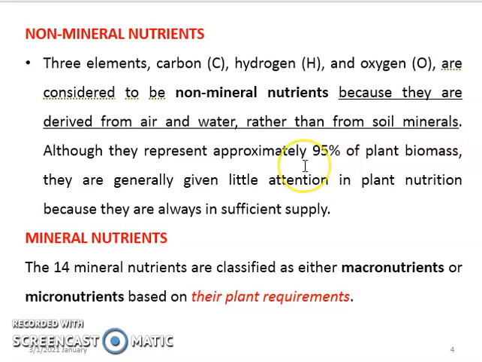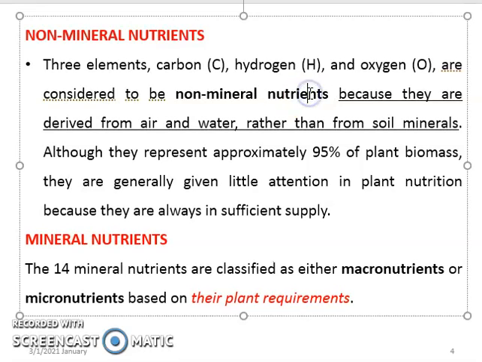Carbon, hydrogen, and oxygen represent around 95% of plant biomass. They are generally given little attention in plant nutrition because they are always in sufficient supply. Carbon, hydrogen, and oxygen are plentiful in water and air, so the plant does not suffer from their deficiency.